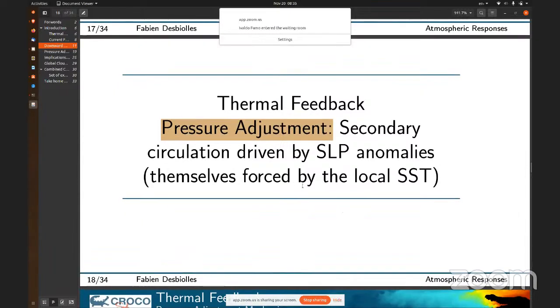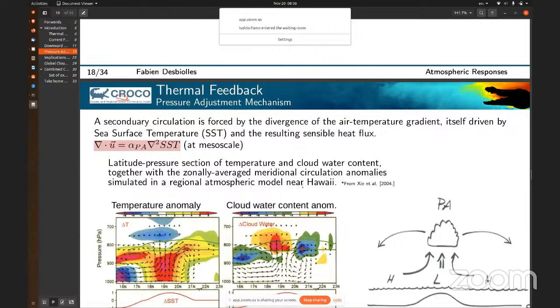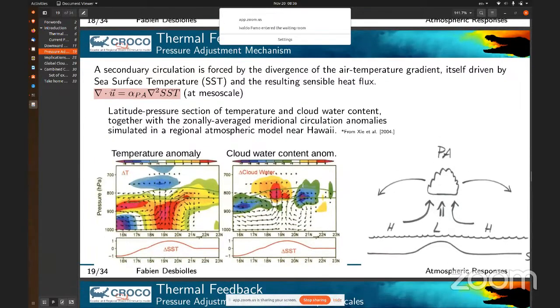Okay, let's talk about the pressure adjustment now. As I introduced earlier, there is a secondary circulation driven by the sea level pressure anomalies, which are themselves forced by the local SST. Here I put the sketch again. This is the low pressure anomaly on top of the maxima of the SST, and that's going to create upward movement and then creation of clouds and probably rainfall.